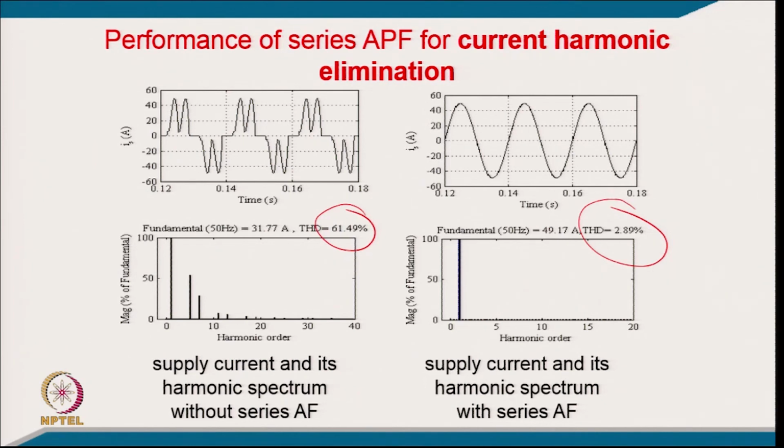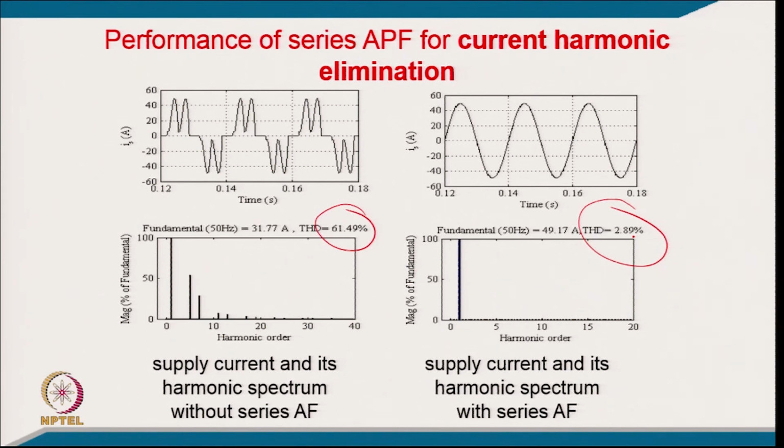compared to the current source. Current source, if you take a 3-phase thyristor bridge, the THD is typically about 30% or less, 25 to 30%, but in a voltage fed load you have a THD of around 60 to 65%. Now, the series active filter is able to reduce 60 to 65% to 2.89%. So, it is more effective for this kind of load, and the rating will also be reduced here.